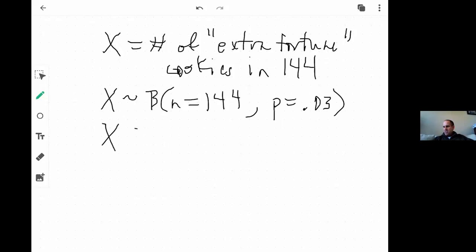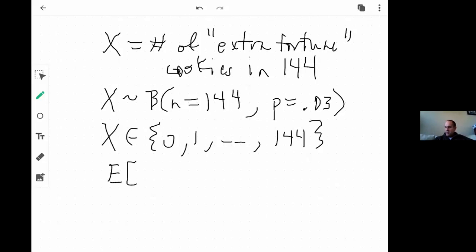What's the range of X? Well, X belongs to 0, 1, dot, dot, dot, 144, which would be the maximum allowable. We could write down anything we wanted about this. We know all this stuff about the binomial. We could even write down the probability of any amount. But they wanted to know what the expected number of those things was.